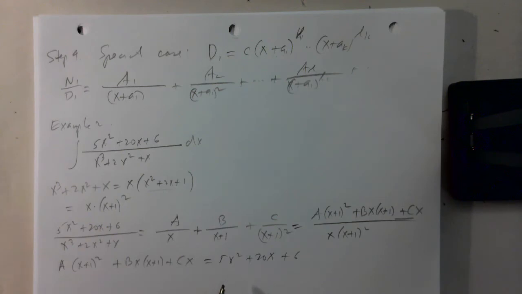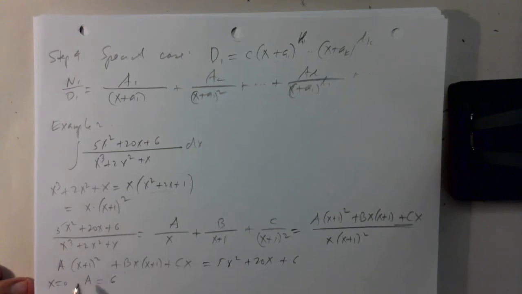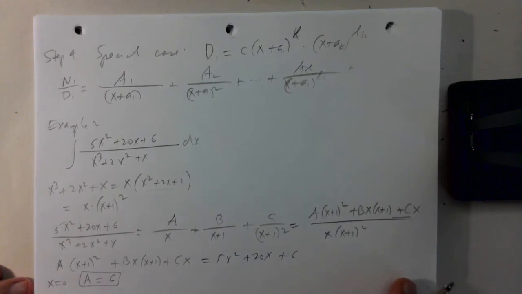Now, we can solve this in a couple of different ways. We could expand this. This would be a quadratic polynomial equal to this quadratic polynomial, and we equate the coefficients. Or we could say, well, let's take, for example, x equals 0. If you plug in x equals 0, this becomes 0, this becomes 0. What we get is a equals 6. So by just plugging in x equals 0, we found that a is equal to 6.